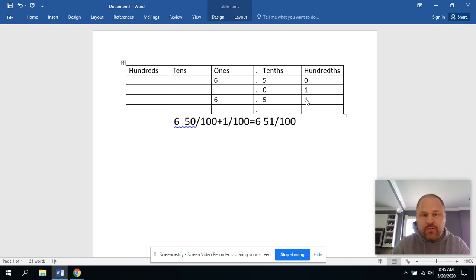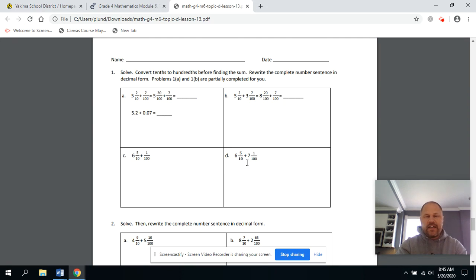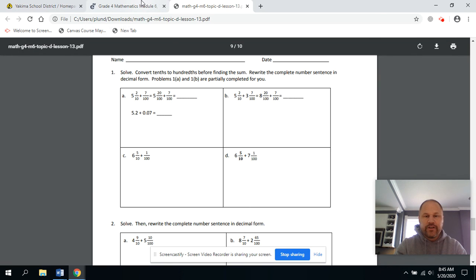Let's do one more. Okay. 6 and 5 tenths plus 7 and 1 hundredth. Once again, 5 tenths is 50 hundredths, right? So we add the 6 and the 7, and we get, I guess we'll go over here.